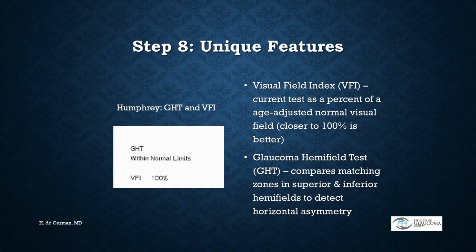So for the Humphrey, we have the GHT and the VFI. VFI is Visual Field Index. It gives a percentage of the current test as a percent of an age-adjusted normal visual field. So the closer it is to 100, the better. The glaucoma hemifield test compares matching zones in the superior and inferior hemifields to detect asymmetry across the horizontal midline.